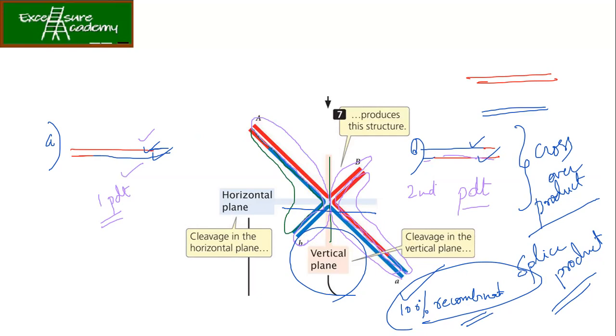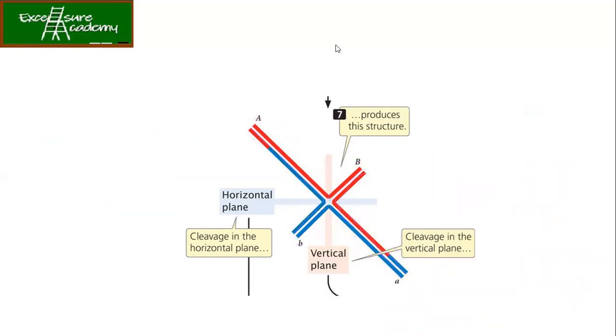Let's see the horizontal plane also. You can see in the figure here itself. So if I make a cut like this, I'm going to have a complete blue strand over here, and another one with this much blue and this much red and blue. So I'm going to have blue, then blue, and over here blue and then red. So this is one product.